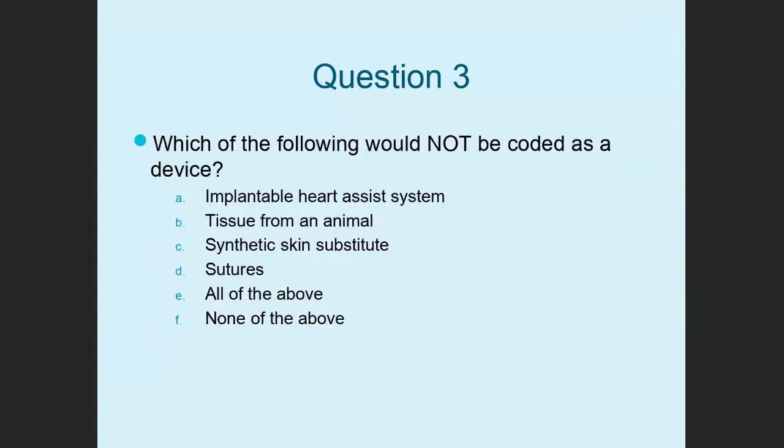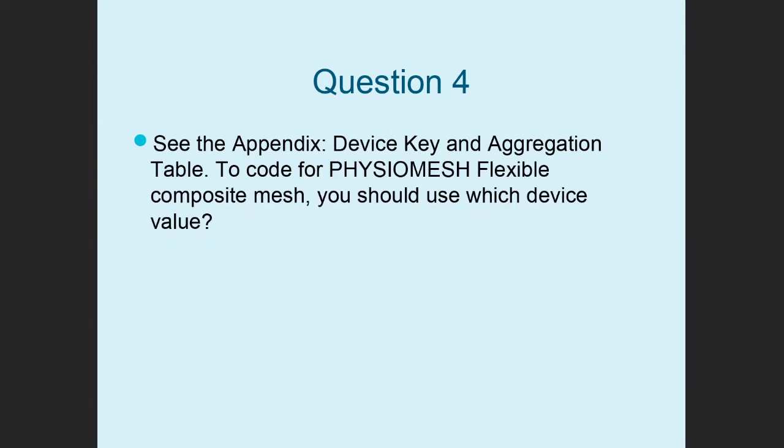Which of the following would not be coded as a device? Implantable heart assist system, tissue from an animal, synthetic skin system, sutures, all of these, or none of these. The answer is sutures. The guidelines specifically state that sutures are not reported as devices. See the appendix device key and aggregation table.